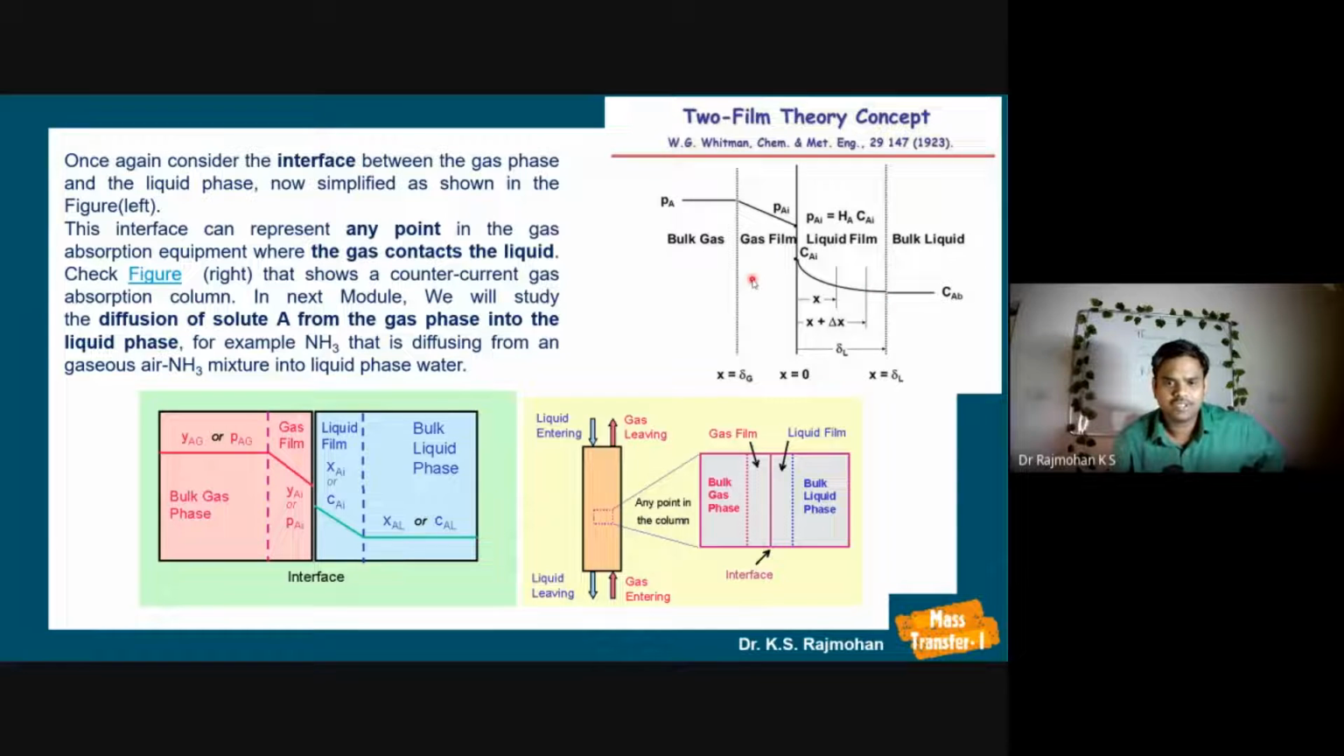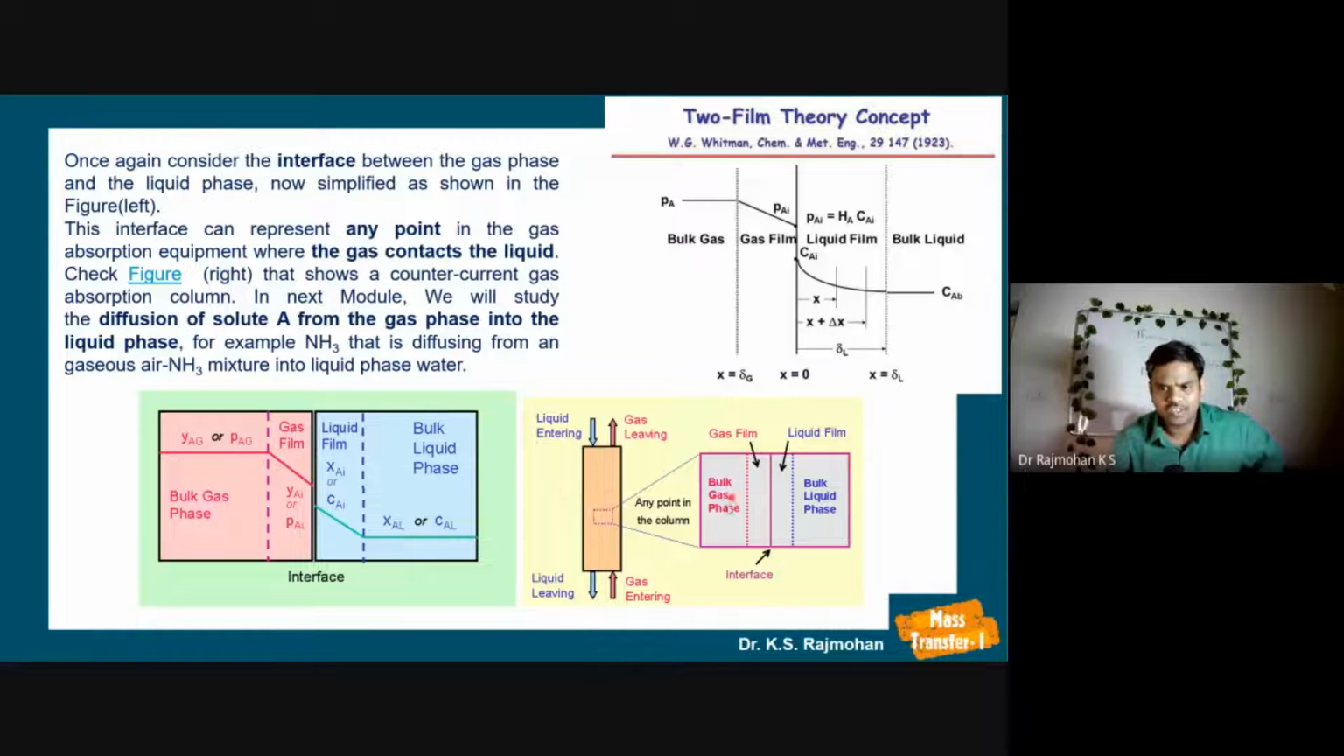Similarly, in the bulk gas we have uniform concentration, which you can express in partial pressure, either Ca or Pa, where Ca equals Pa by RT. There is a change in concentration from Pa to PaI, which acts as the driving force for mass transfer in the gas film. That is what is represented in the color here.